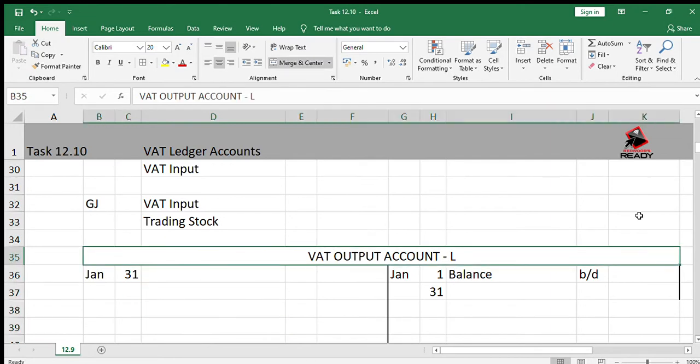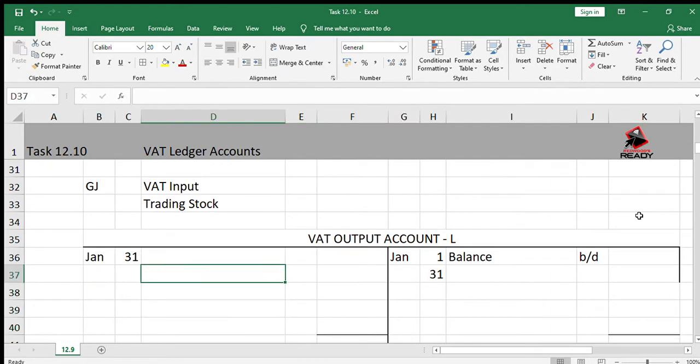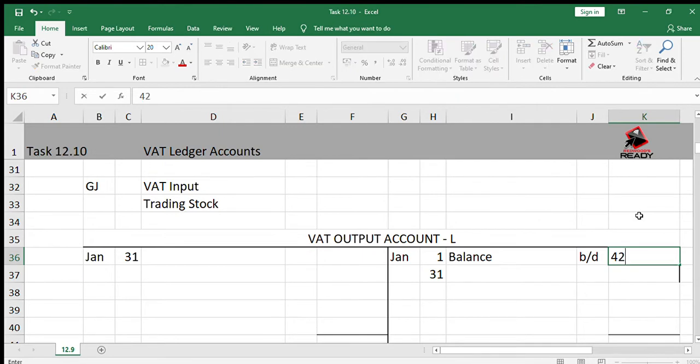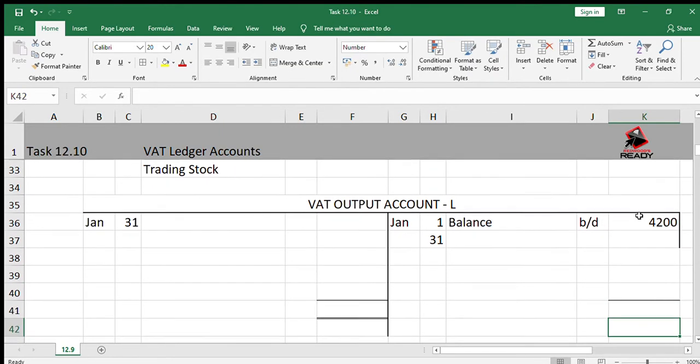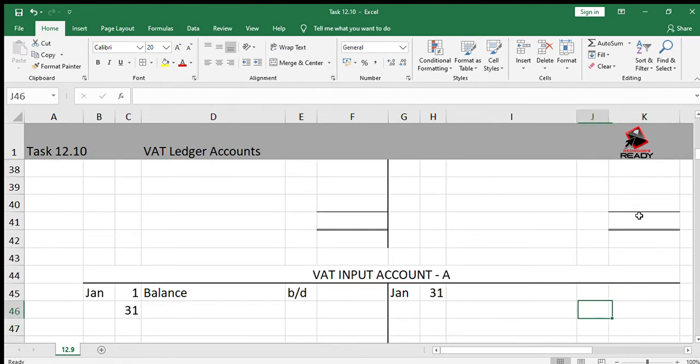Remember, VAT output is a liability, so your balance will be brought down on the credit side, 4,200. And VAT input is an asset, so the balance will be brought down on the debit side, 3,600. Okay.